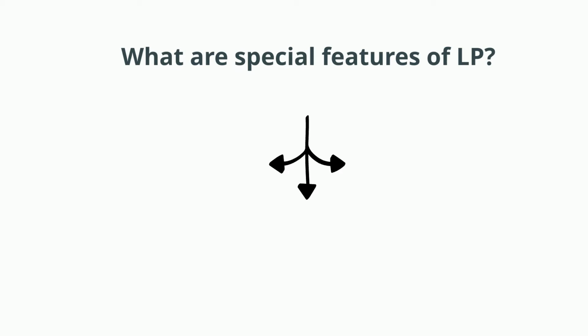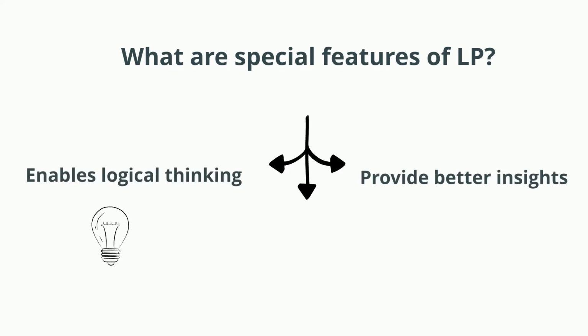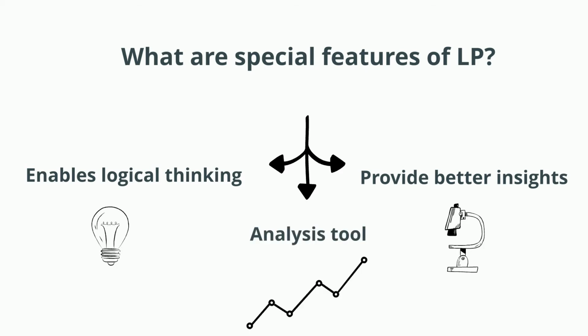Now, what are the limitations and special features of linear programming? Linear programming is important because it makes logical thinking better, and it enables us to provide better insight when it comes to business problems. So with this, managers are, as mentioned before, able to select the best solutions for them by analyzing the profit and cost of all various alternatives.